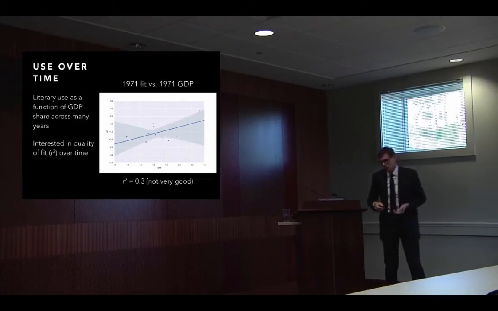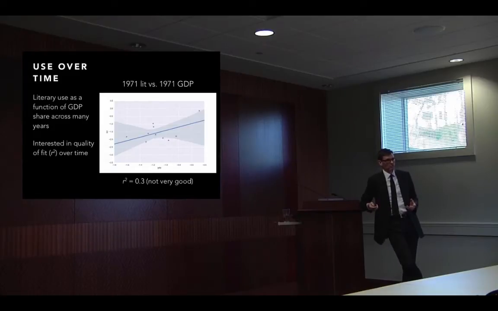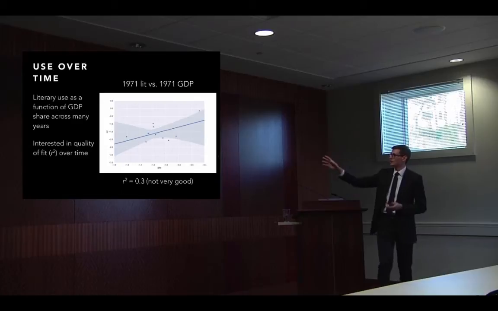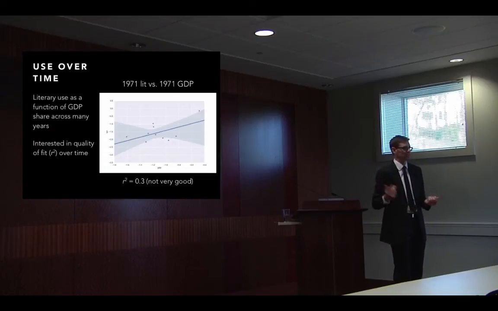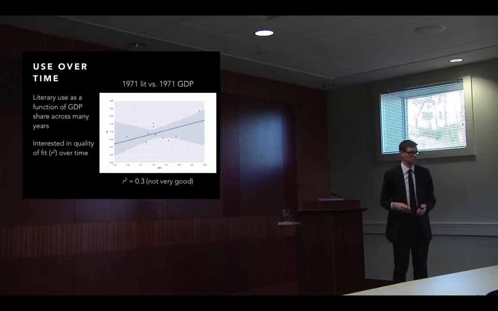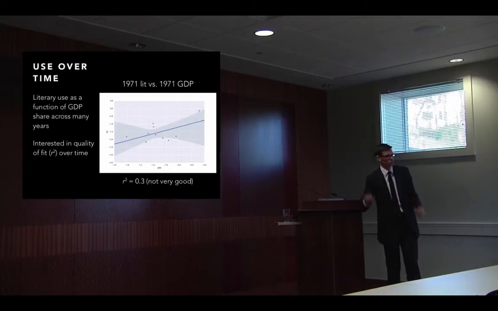I'm often asked, like, what is a good R-squared value, or what is a good fit? I'm afraid that there's no general answer to that question. It depends on what you're looking at and what you're interested in. But 0.3 is low in this context. It says that GDP share does not have a particularly strong influence in this one case, which, by the way, happens to be literature published in 1971, measured against GDP share, also in 1971. But the fact that they're the same year is arbitrary. Again, there are 10,000 potential combinations.